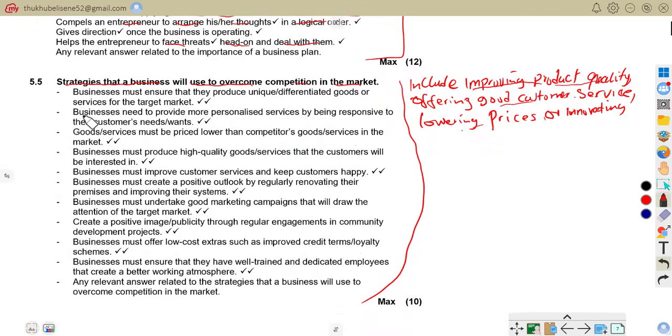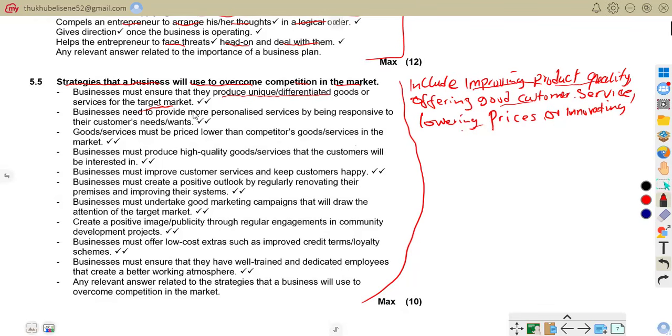The first one says business must ensure that they produce differentiated or unique goods or services for the target market. So you differentiate your business, your enterprise, from your competitors. You're going to differentiate it with a good quality product, or you can lower your prices, or offer good services, which is different from other businesses.